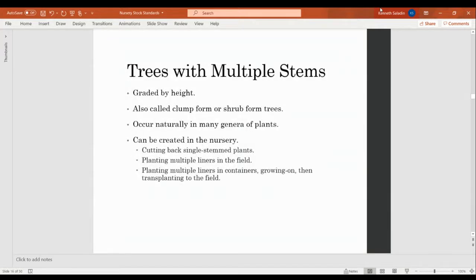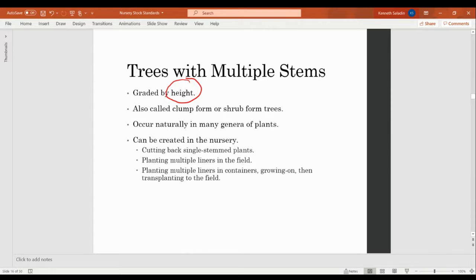Okay, trees with multiple stems are graded by height. Okay, so this is different. We just saw that with the deciduous shade and flowering trees, those were graded by caliper or diameter, but these multi-stem trees are graded by height. So that's something to keep in mind. These trees can also go by different names. Some people refer to trees like this as being clump form or shrub form trees.